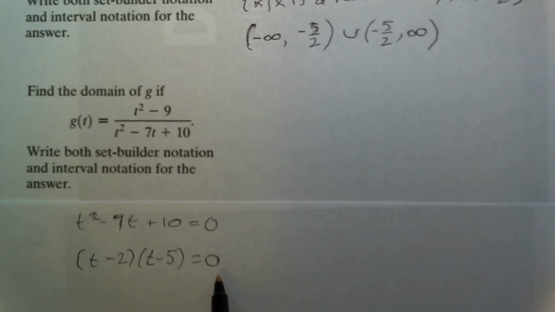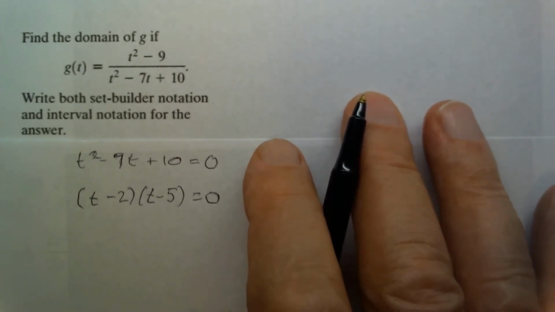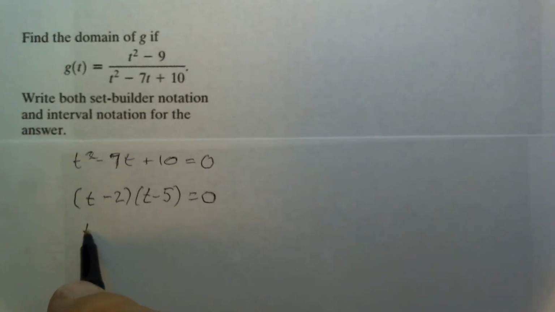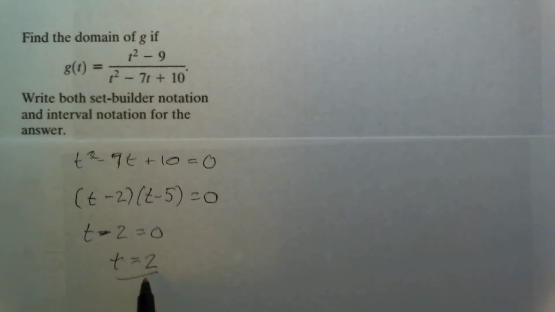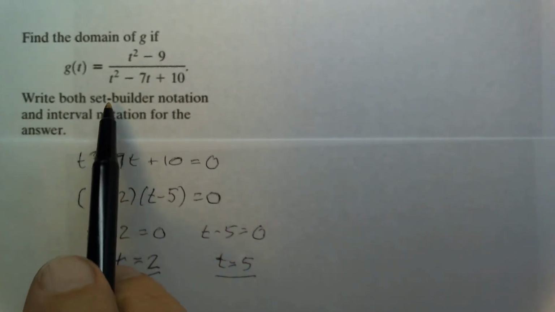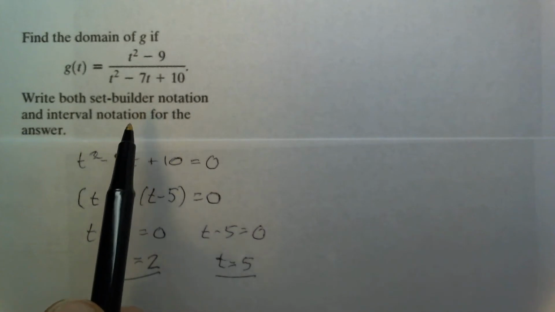Now we use the zero product principle. That is, we set each factor equal to 0 and solve for t. So when t minus 2 is set equal to 0, then t is equal to 2. And when t minus 5 is equal to 0, then t equals 5. So for these values of t, the denominator will be equal to 0. Therefore, we must exclude them from the domain of the function.